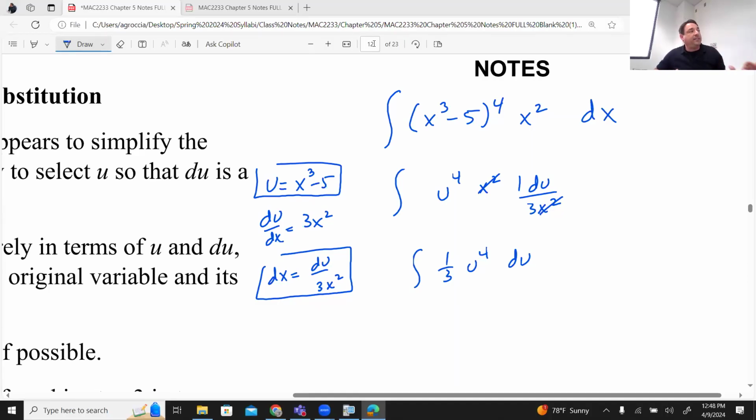Remember, in this process, we have not taken the integral yet. This is just to clean up. This is just to simplify. This is just use substitution. Now, the 1/3 stays in front. Add 1, divide by it. Don't forget your plus c.